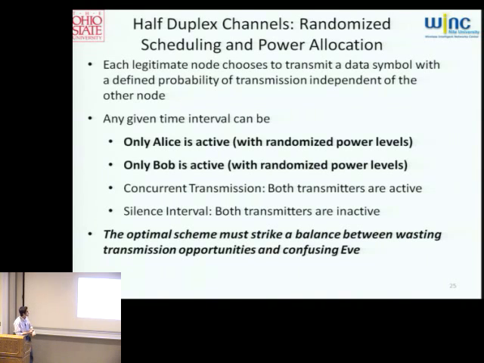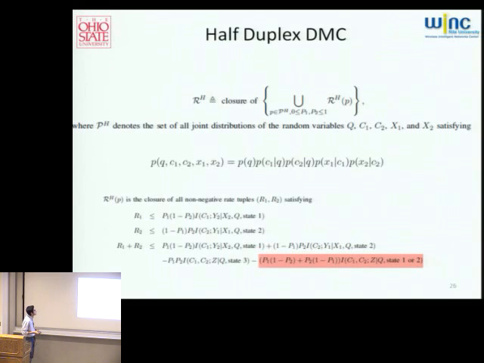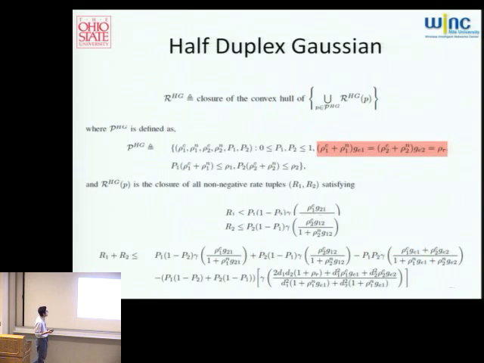So in a half duplex channel, we have the randomized scheduling idea, where both users are randomizing their transmit schedule. So in any given time interval, either Alice is active, Bob is active, there is concurrent transmission, or silence. In our analysis, in order to highlight the advantage given by randomized scheduling, we give states 2 and 3 to everybody, including the eavesdropper. So I'll go fast on this.